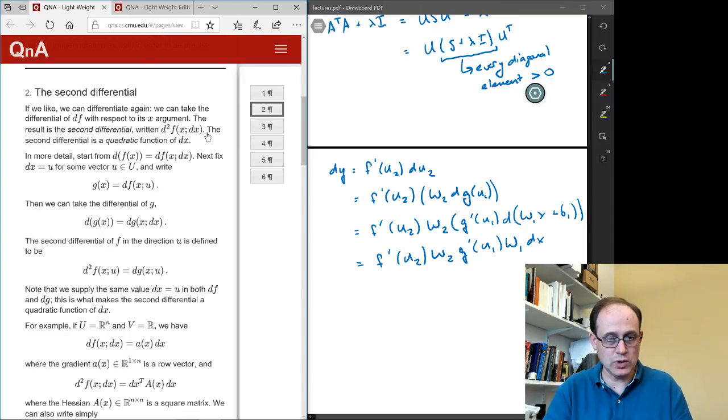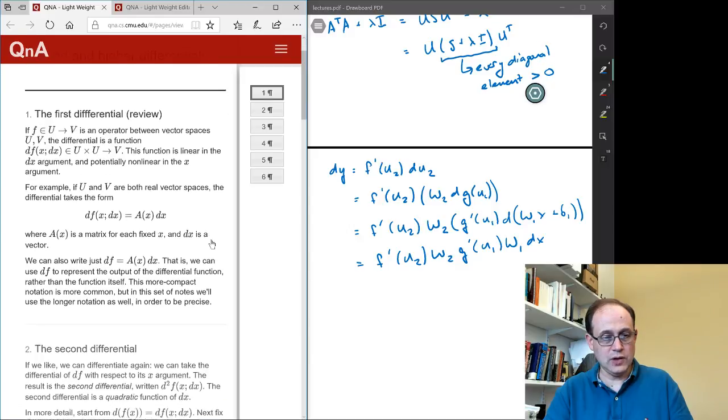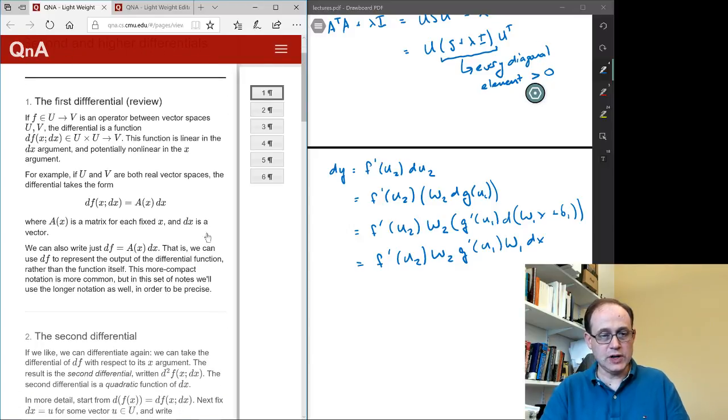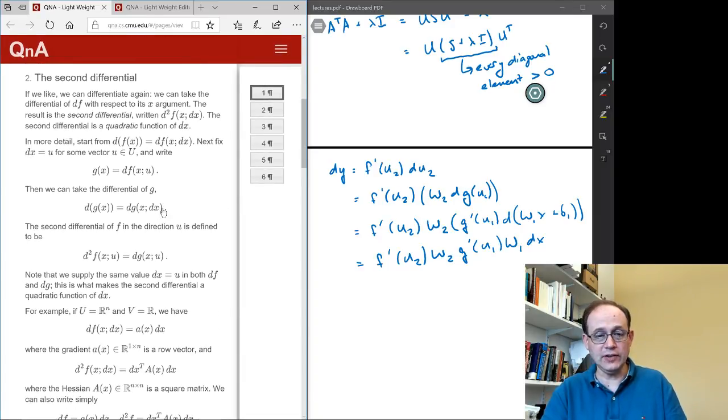Last time around we were just starting on the second differential. If you remember, the first differential is a function that takes two arguments, a point that you make a Taylor series at, and the increment for the Taylor series. Those are both in some vector space U, which is the same vector space as the argument to F. It gives an output in V, the output vector space of F, which is the increment in F that you expect with that increment in X, according to the Taylor series. A typical form would be A of X dx, where A is a matrix for each fixed X, and dx is a vector. The second differential is going to be, instead of a linear function of dx, a quadratic function of dx.